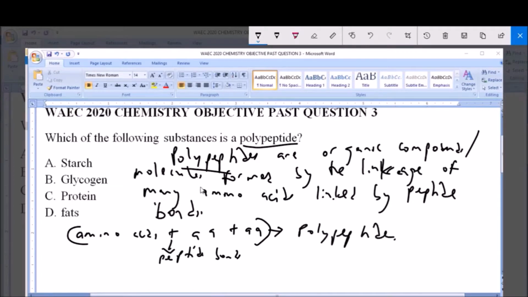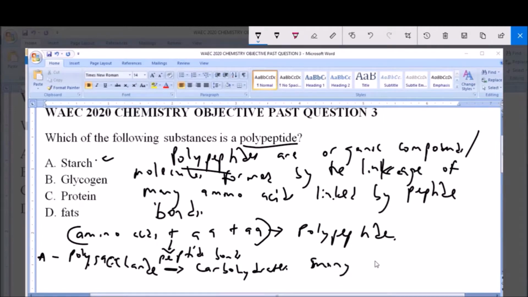Now, starch, which is option A, is what is known as a polysaccharide, and polysaccharides are basically under carbohydrates, where you have many sugar molecules linked together by glycosidic bonds. Option B, which is glycogen, is also another type of polysaccharide. So it is a carbohydrate and not a polypeptide.